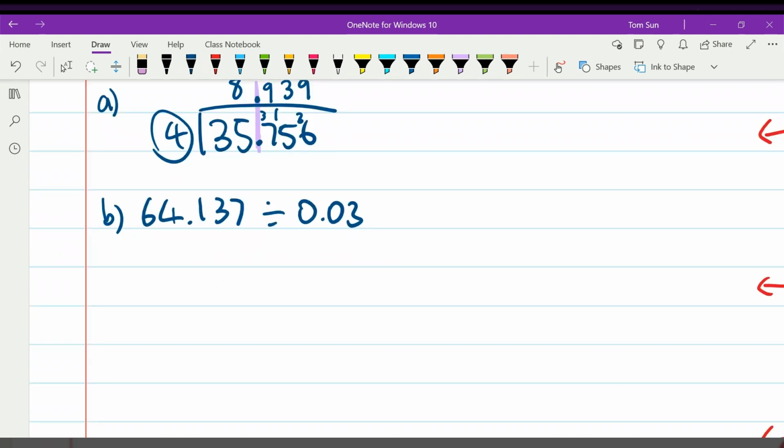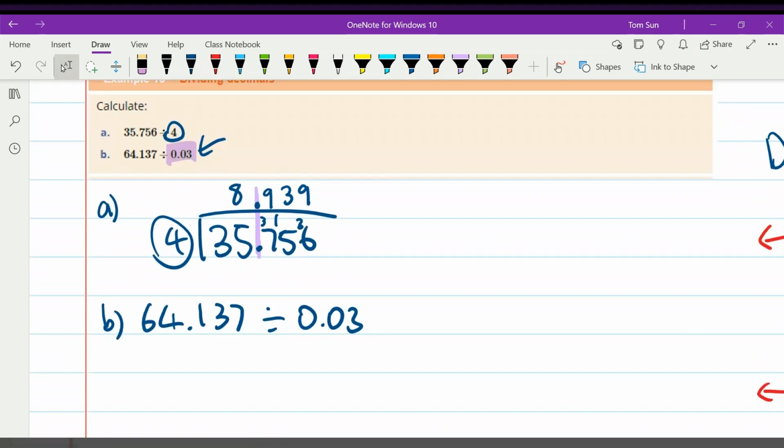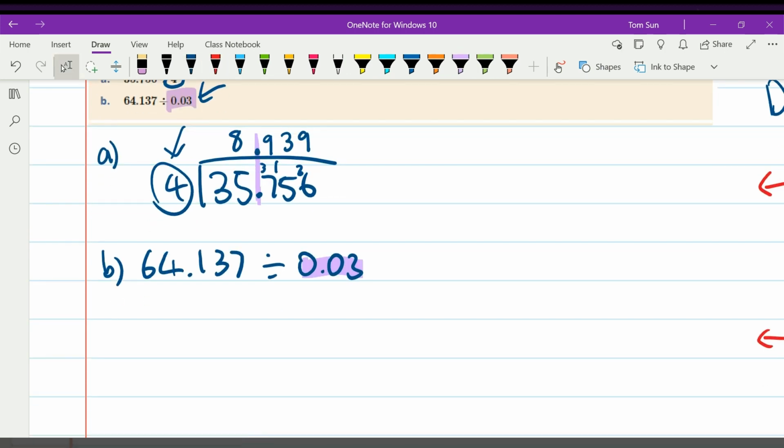We're just going to quickly do question B. Remember, what was really nice about question A was that the divisor was a whole number. Here in question B, our divisor is no longer a whole number, which is very problematic. We need to fix this problem by making it a whole number. We can do this with a special trick. If you move the decimal point on the left number, you can also do it on the right number, and it actually keeps the division the same. So our goal is to move this decimal point until the right number, the divisor, becomes a whole number.